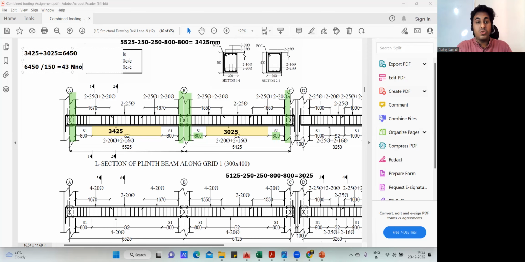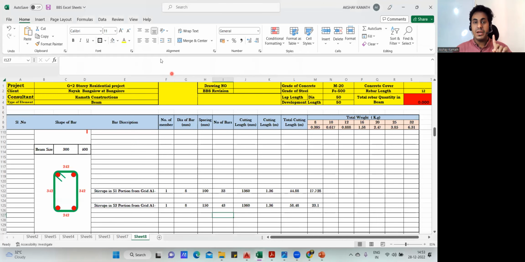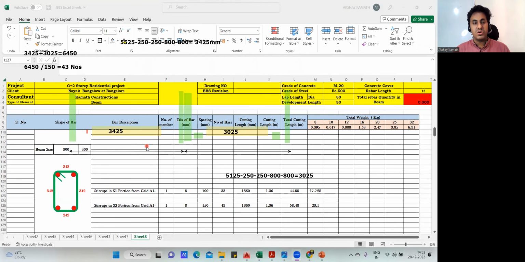Should I add one here? No. Should I add one here? No. Why? Already in the S1 portion I've added. So I'll not add here. If you had not added in the S1 portion, you could have added it here. But since we added, we'll not add it. Understood the manual calculation? Go back to the Excel. I got 43 from the manual calculation. I got how much? 43.